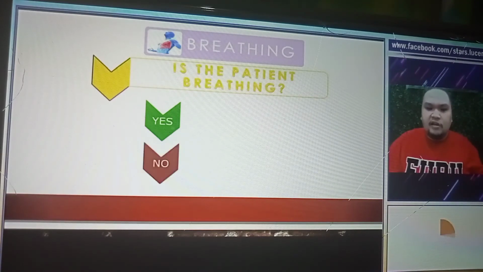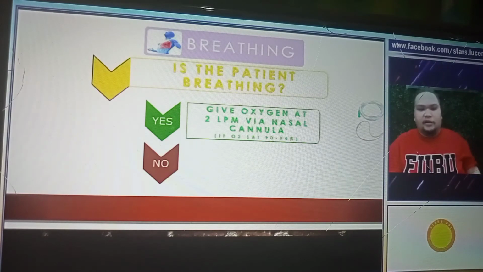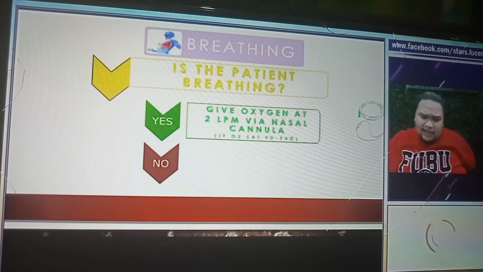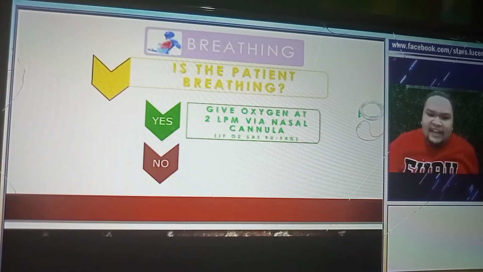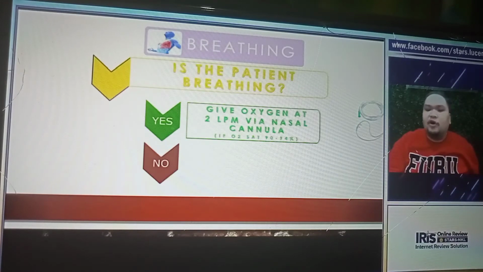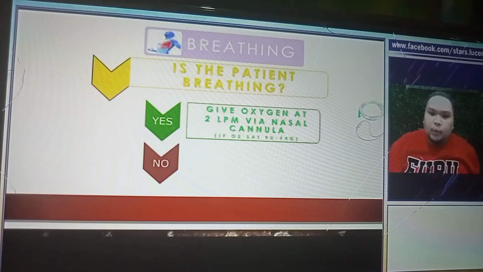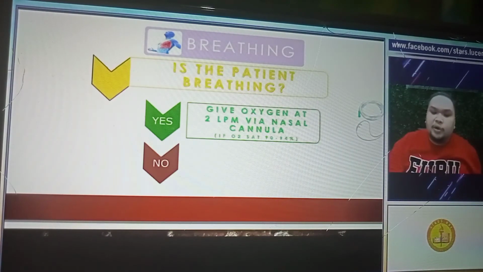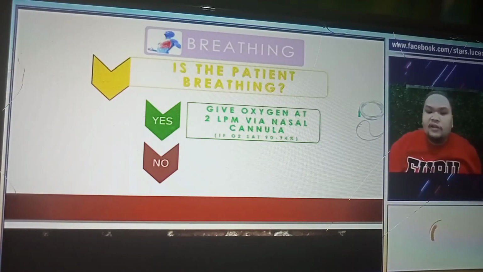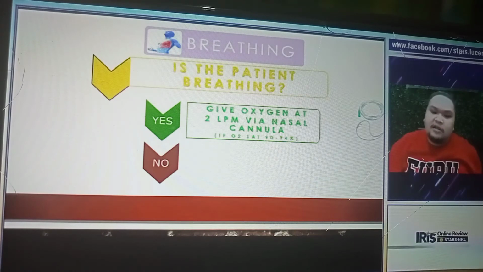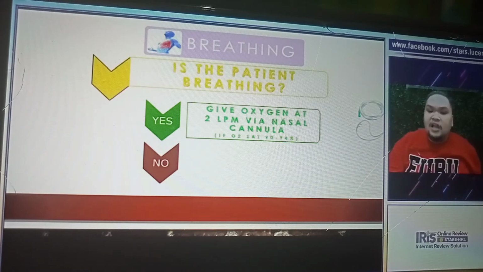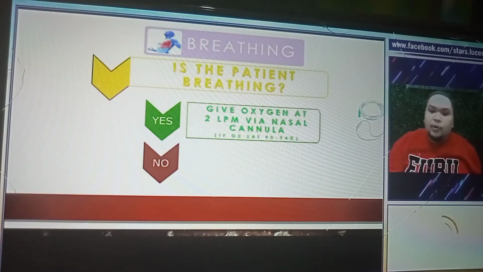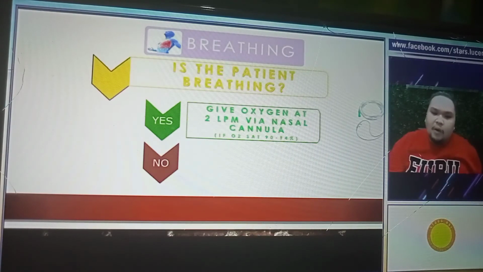So now, if there is breathing, the answer is a yes. You can actually check the O2 saturation of the patient. Why? Because it says here, if the O2 saturation is within 90 to 94%, you can give your oxygen via nasal cannula at 2 liters per minute. Now, what if, for example, it goes beyond 94%? Would you still give oxygen via nasal cannula? No need. You just have to keep the patient breathing on room air.